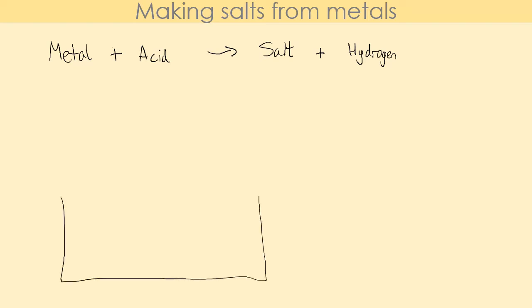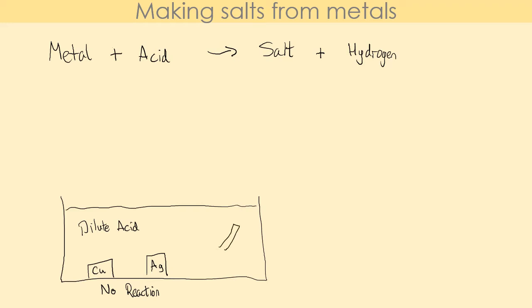So I have a trough here filled with a dilute acid. If I put some copper or some silver in the trough, I would get no reaction. That's because copper and silver are both less reactive than hydrogen. Now this piece of metal here represents a metal that is more reactive than hydrogen.